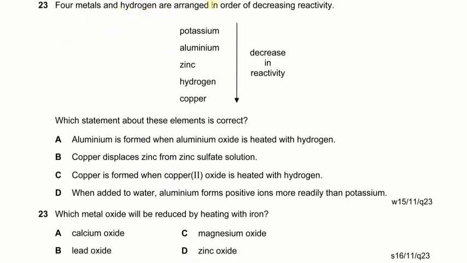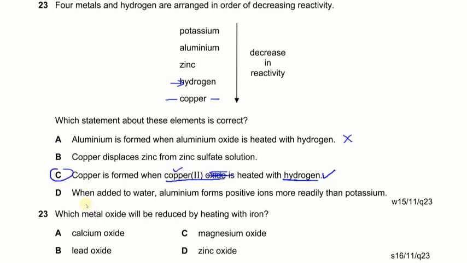Four metals and hydrogen are arranged in decreasing reactivity. Which statement about these elements is correct? Aluminium is formed when aluminium oxide is heated with hydrogen. It's not possible. Hydrogen is less reactive than aluminium, so it cannot displace aluminium from its oxide. Copper displaces zinc? Copper cannot displace zinc because copper is less reactive than zinc. Copper is formed when copper oxide is heated with hydrogen. That is fine because copper is below hydrogen in the reactivity series, so hydrogen can displace copper from copper oxide. When you react copper oxide with hydrogen, hydrogen will remove oxygen from this oxide and make it copper.